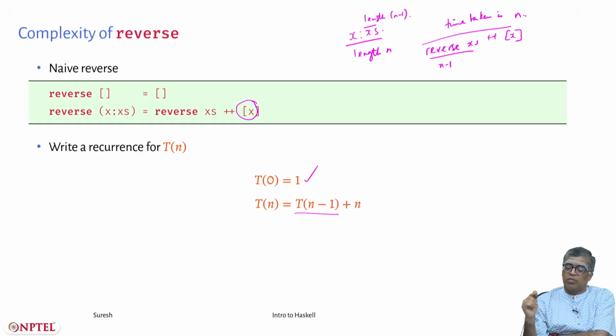Okay, n steps. But before you do the n steps, you have to reverse xs itself. So, that is why it is t of n minus 1 plus n. Now, whenever you have such a recurrence, you can solve for t of n and try to get a simpler expression that is not recursive in this sense.